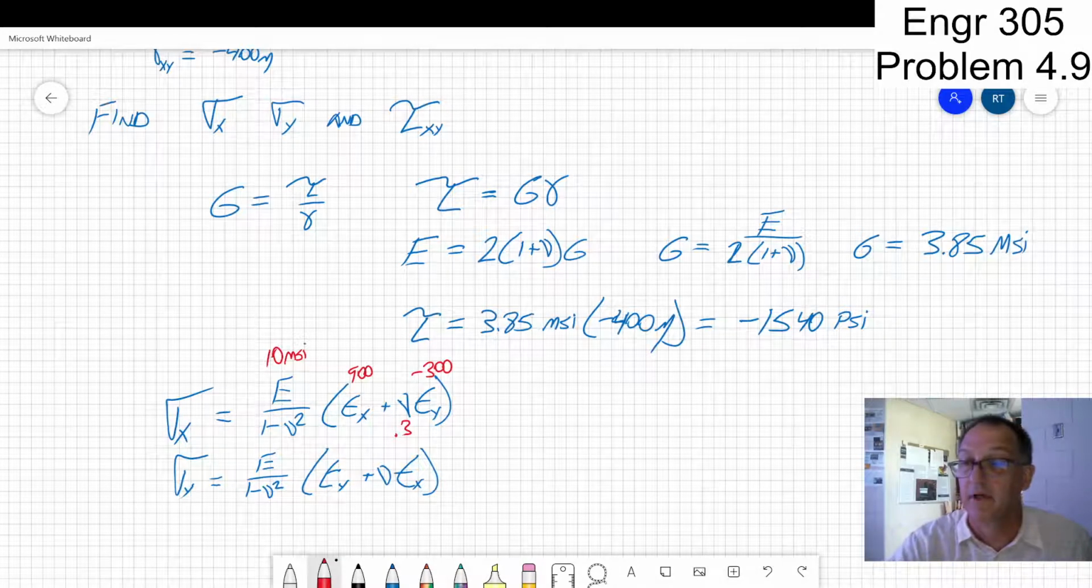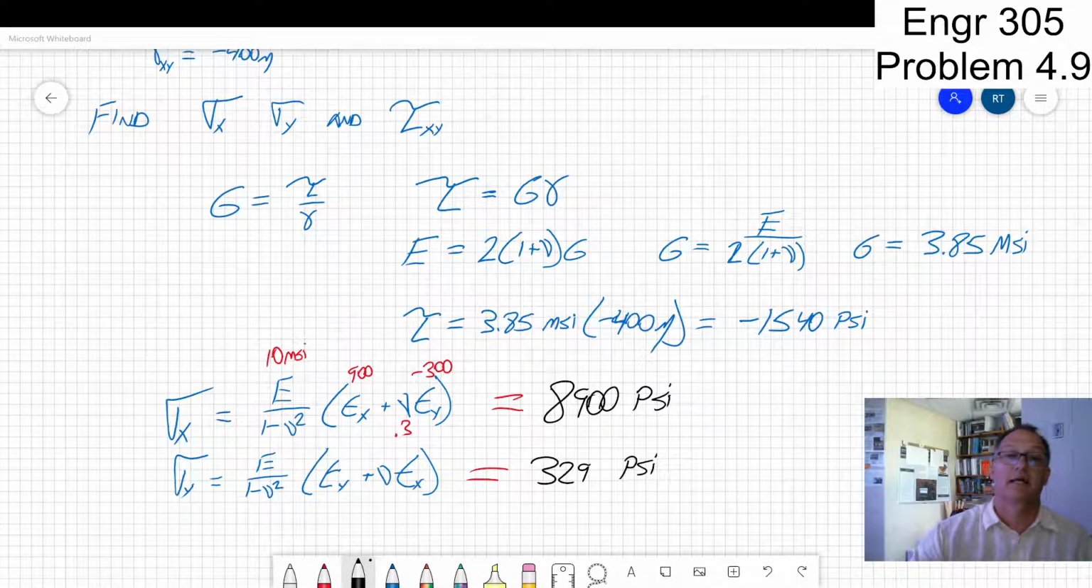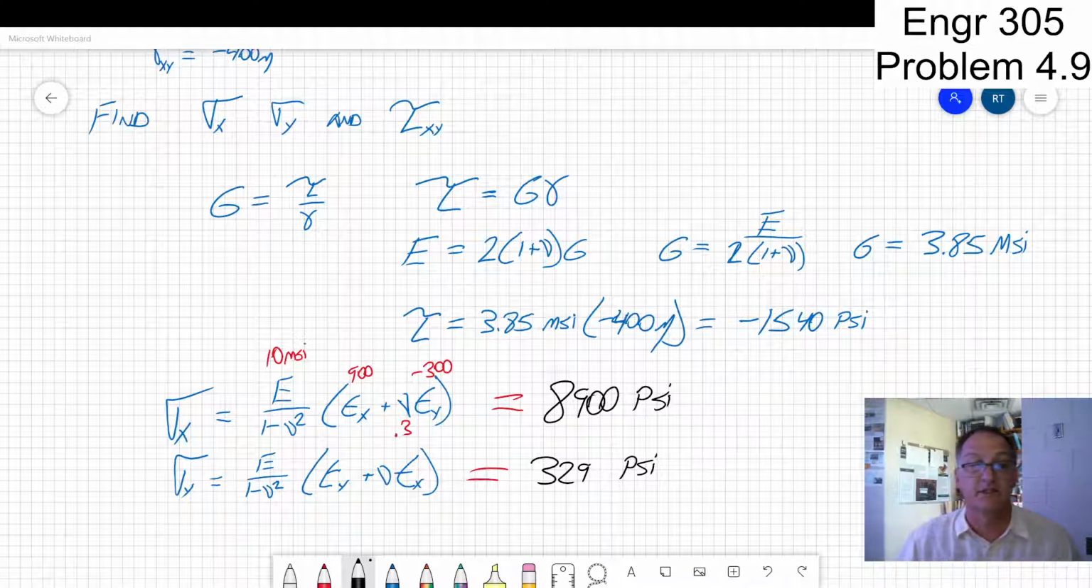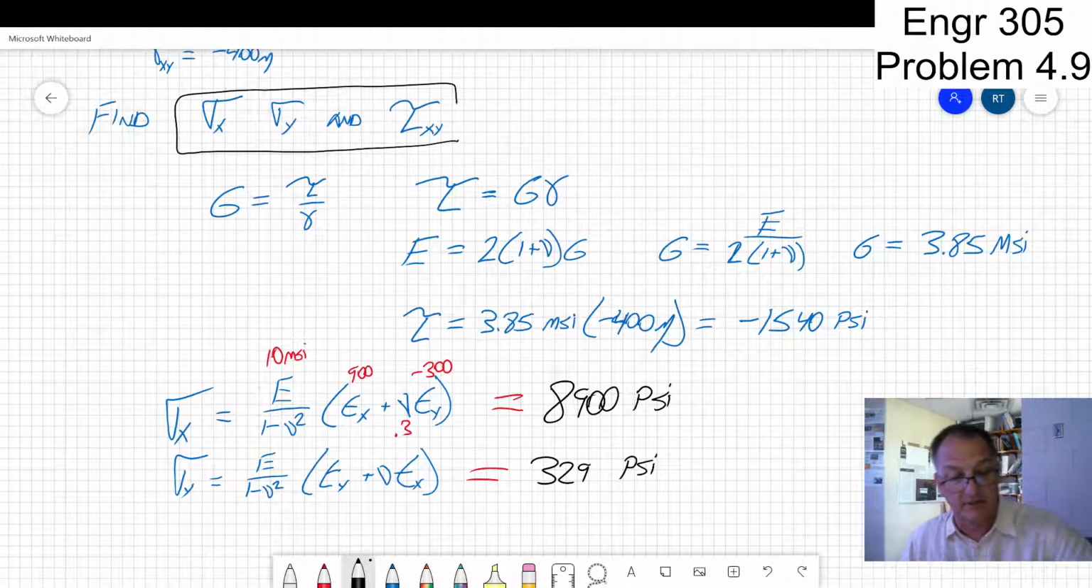All right. You're getting the pause again. You're getting the cold shoulder. So I get 8,900 PSI in the X direction and 329 PSI positive in the Y direction. I think those were the three things I was supposed to find.